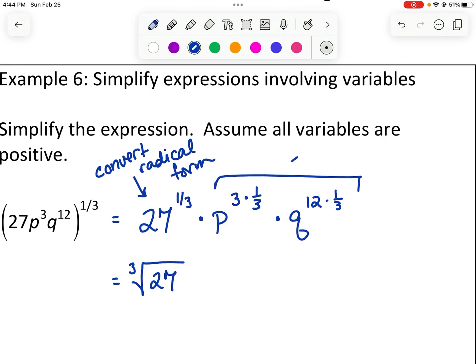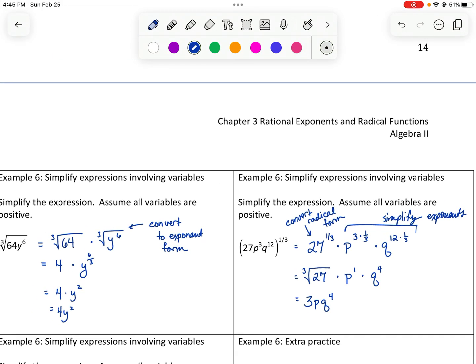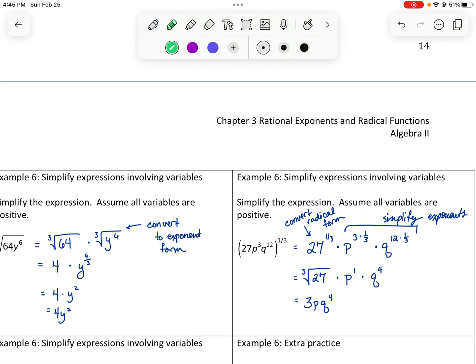And I'm going to now simplify my exponents. So 3 times 1/3 is just 1, so p to the 1, times q, 12 times 1/3 is really the same thing as 12 divided by 3, which is 4. And now I can simplify the cubed root of 27 to 3, p q to the 4th power. So the major takeaway with these is that we're separating out. Like here, I separated into the cubed root of each one, and then for the variables, we're going to use exponent form. For the numbers, the coefficients, we're going to use radical form to simplify them.